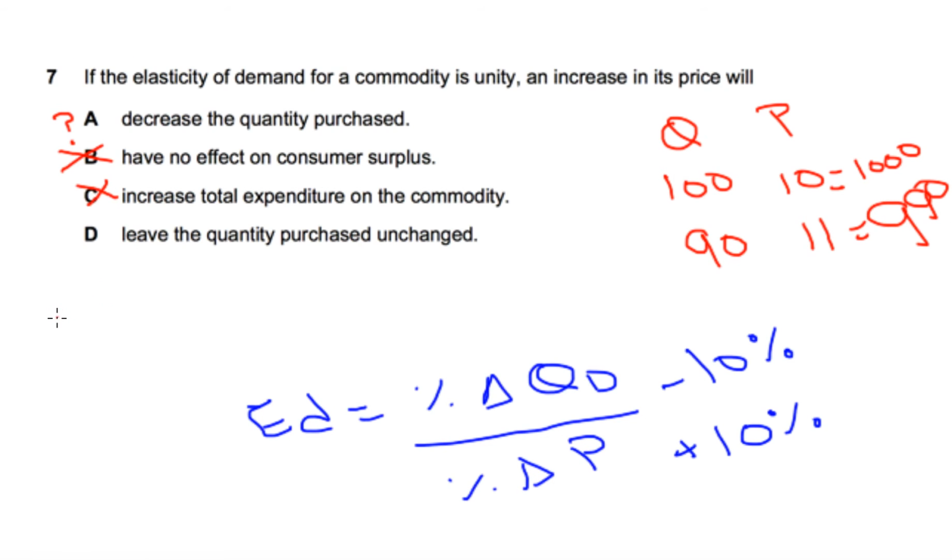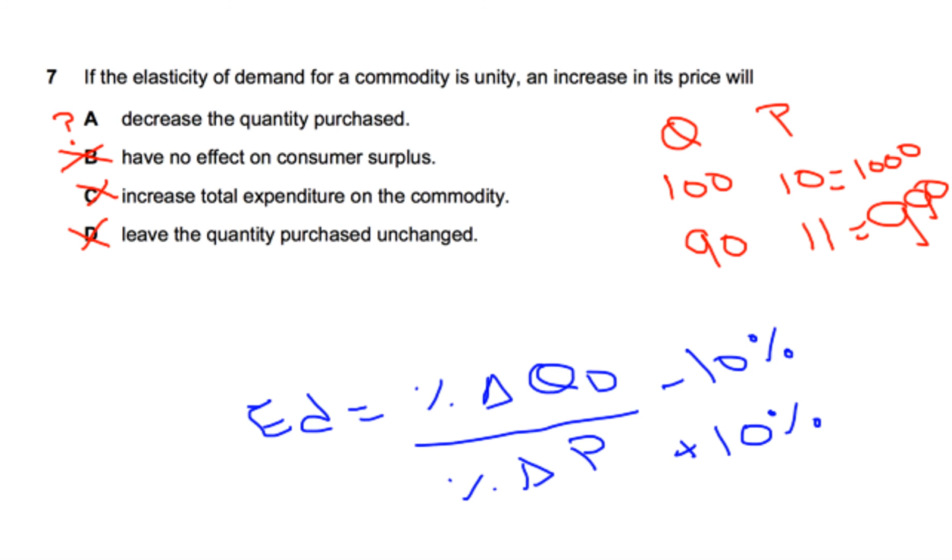Option number D, leave the quantity purchased unchanged. That is very unlikely whenever there is a change in price, and the elasticity is also unity. That means that there has to be some change in the quantity purchased. If this was perfectly elastic, or perfectly inelastic, we could have said that the quantity purchased could have been the same. But since this is unitary, not perfectly inelastic, we can cross out this option as well.